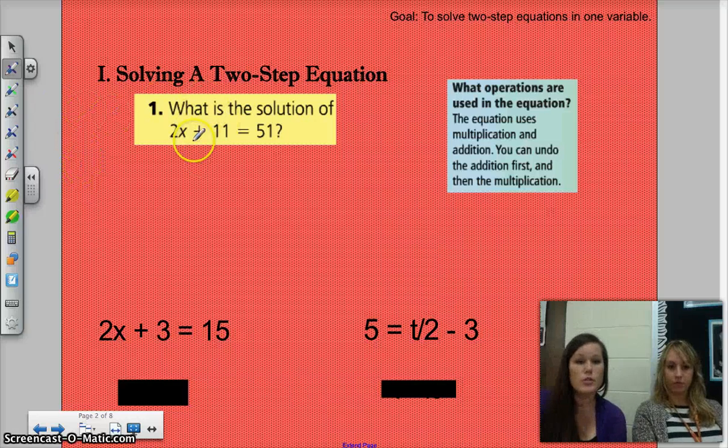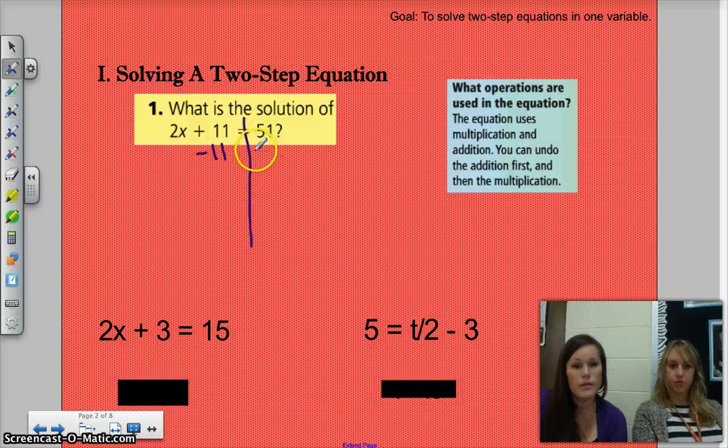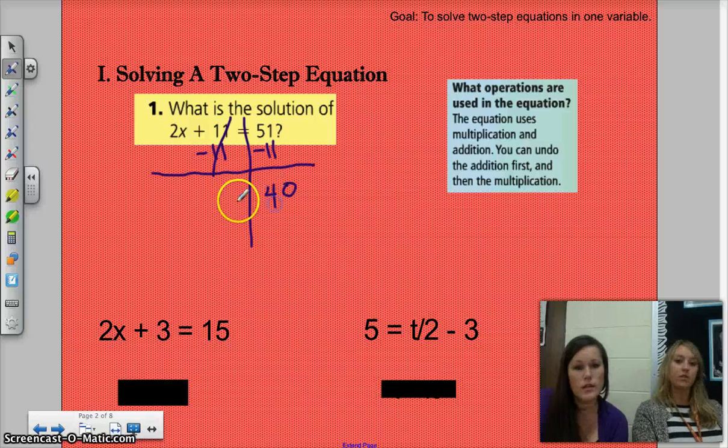So I'm going to subtract this 11 off. And again, if you want to draw that line down, subtract 11. Whatever I do to one side, I do to the other. So 11 minus 11 is nothing, so you can just cancel it out. 51 minus 11 is 40. Bring down my equal sign, and bring down your 2x.